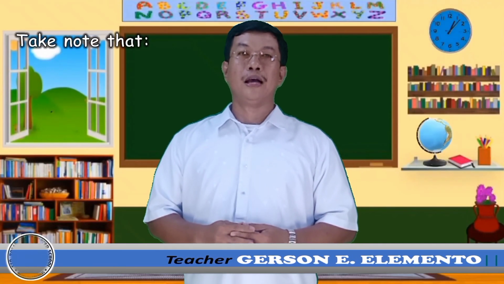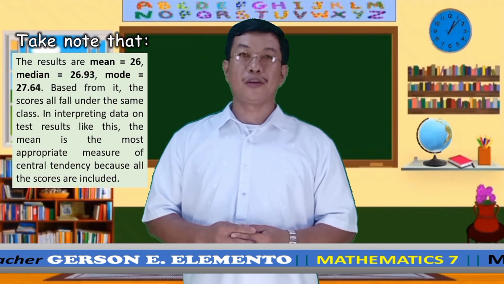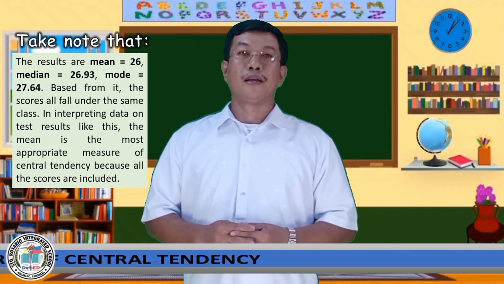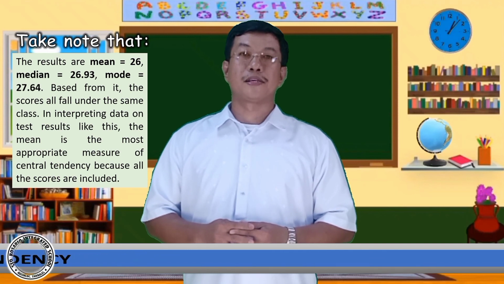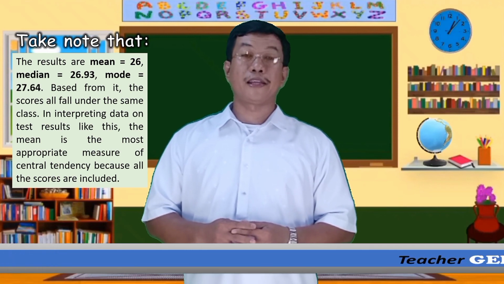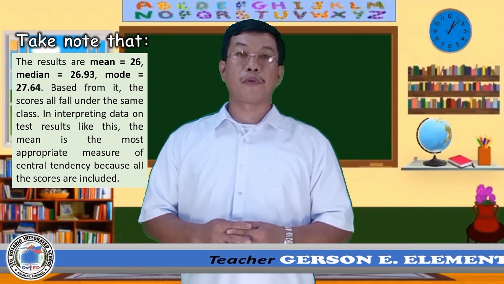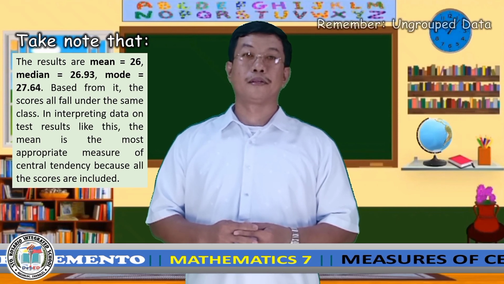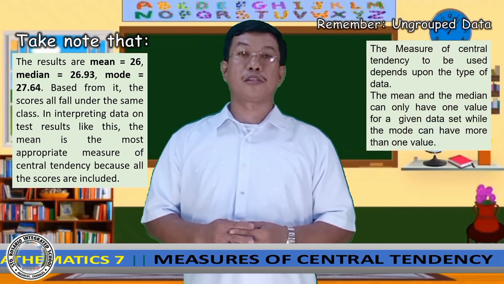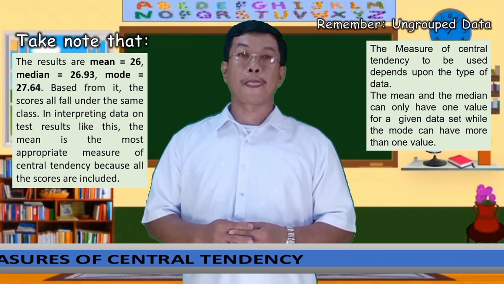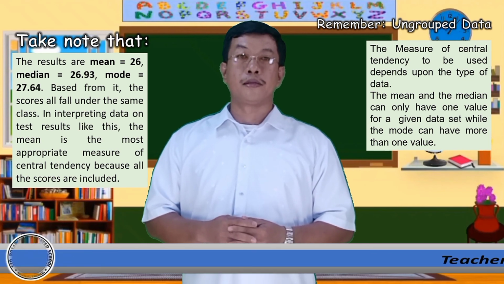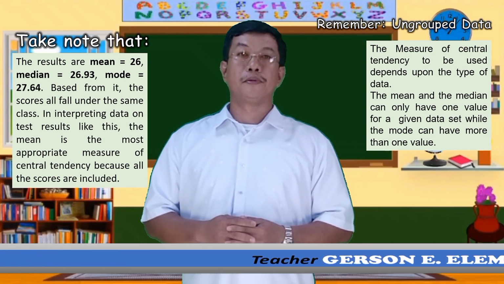Before we end our lesson, take note that the results are mean was 26, median is 26.93, and the mode is 27.64. Based from it, the scores fall under the same class. In interpreting data test results like this, the mean is the most appropriate measure of central tendency because all the scores are included. The measure of central tendency to be used depends upon the type of data. The mean and the median can only have one value for a given data set, while the mode can have more than one value.